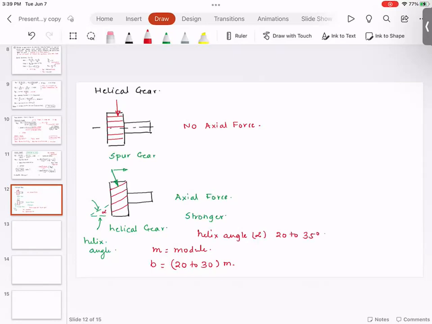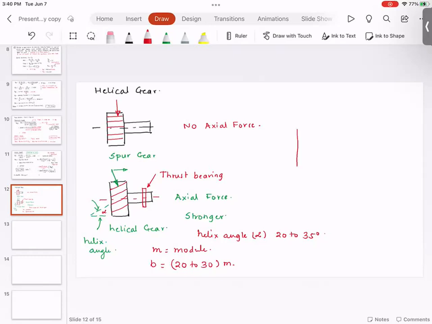Now, the issue with the helical gear is because of the axial force. Usually in the helical gear, you add some type of a thrust bearing. Because once you have a helical gear, you are going to have the force parallel to the shaft, and that would slide the gear left or right. That's why you want to add a thrust bearing.